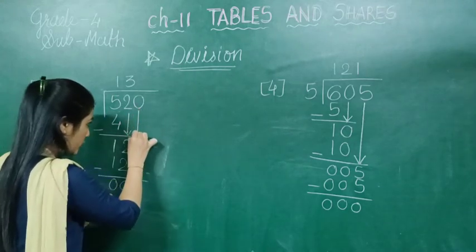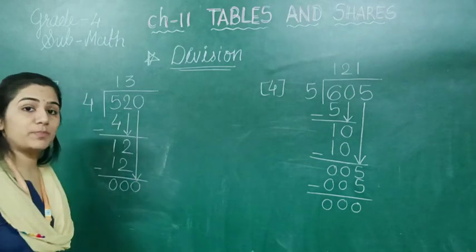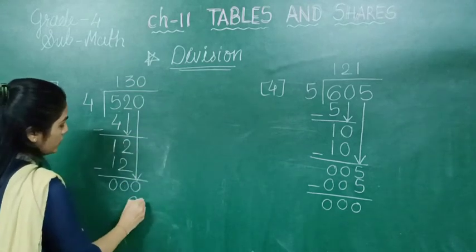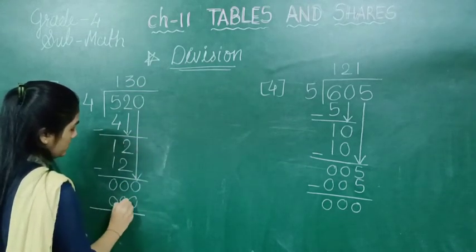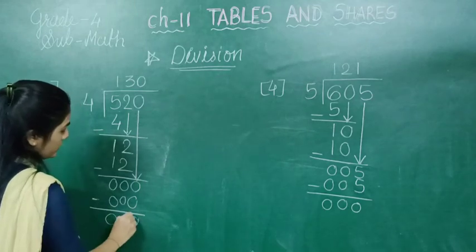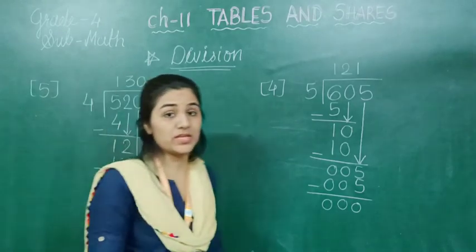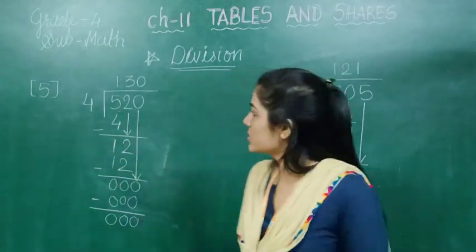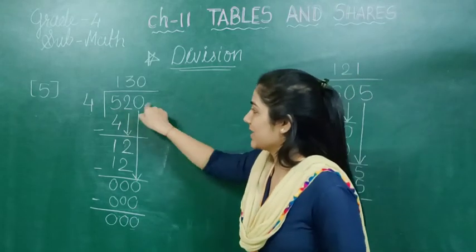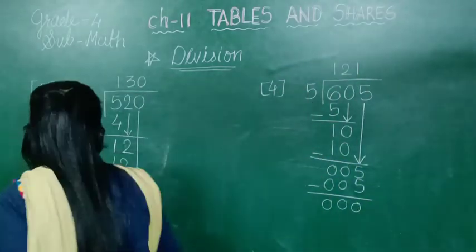This 0 you can keep down. So you can say like this, that 4 zeros are 0, and 0. We copy it the same, because 0 minus 0 is 0, as there is no value of 0. So like this you can do the division sum of 3 digit divided by 1 digit. Now let's take another sum.